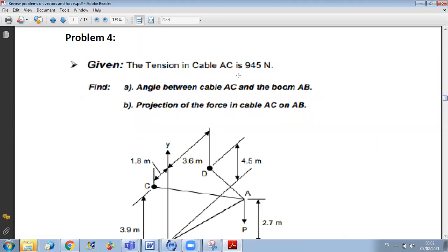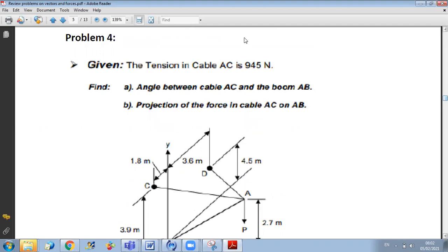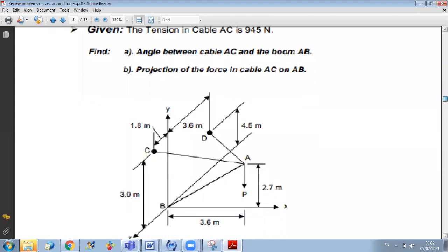The tension in cable AC is given to be equal to 945 Newton. Find first the angle between cable AC and the boom AB, and the projection of the force in cable AC on AB. As you can see, it's a 3D problem, and they are giving us the tension in AC equal to 945. So TAC is known. It's equal to 945 in magnitude.